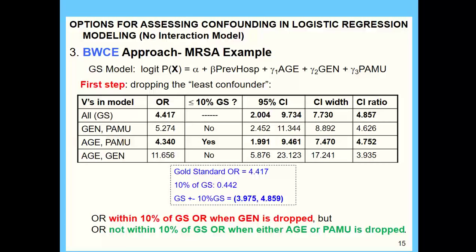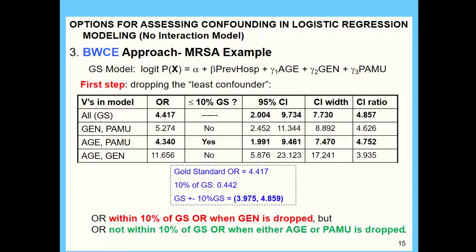So this says at the first step, I should drop gender, providing it's a non-confounder. Is it a non-confounder on the 10% rule? Yeah, because it's less than 10%. And we already saw that several times now. So that's the first step of the change in estimate rule.